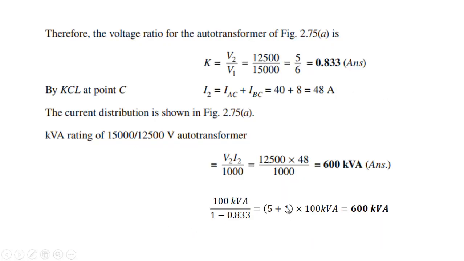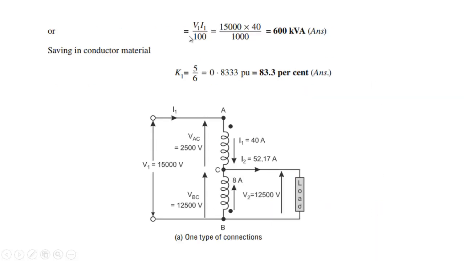This can also be calculated as the two winding transformer kVA divided by 1 minus K. K is this, which is also equal to A plus 1 into the two winding transformer rating. That's 5 plus 1 into 100, 600. 100 divided by 1 minus 0.833, so it will also be 600 kVA. So for the secondary side, 15,000 into 40.